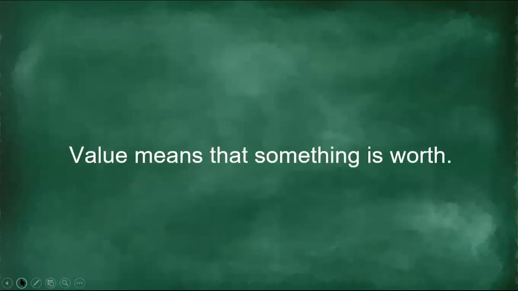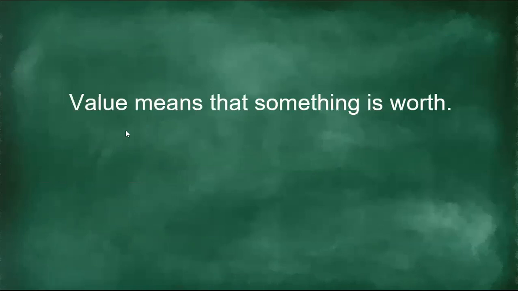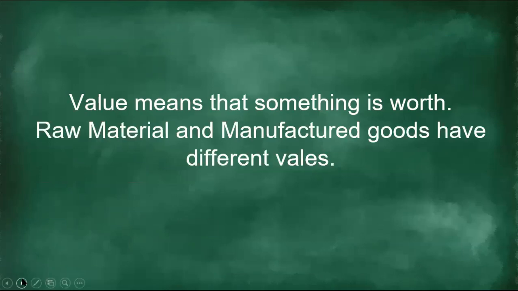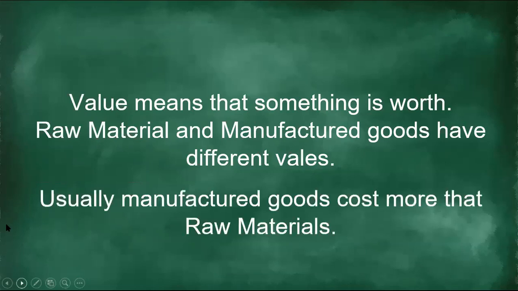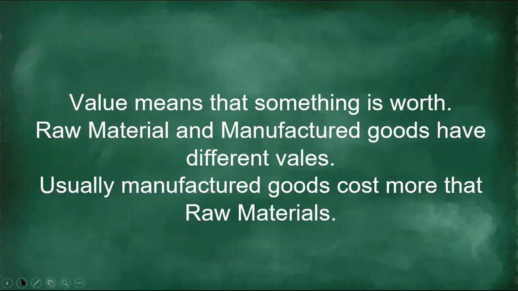Okay, moving to the next slide. Value means what something is worth. I've told you this one. Raw material and manufactured goods have different values. This is just a summary of the things we did. They don't cost the same. Usually, manufactured goods cost more than raw materials, as you saw in the example of bread and flour or maize, and how they cost.